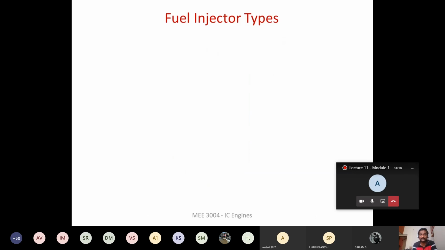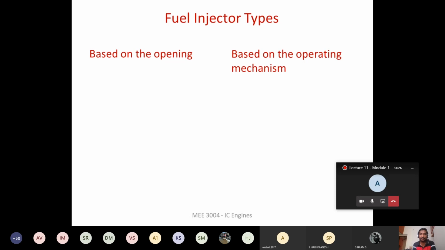Coming to the different types of fuel injectors in the case of a CI engine, we classify the fuel injectors based on the opening, and based on the operating or actuating mechanism. Based on the opening, we have fuel injectors with an orifice, and another type where you will not find an orifice. Instead, you will have a pintle. A pintle is nothing but a small needle. So you can have either an orifice or a pintle. And for the fuel injector provided with an orifice, it can be either single hole or multiple holes. Both are possible.